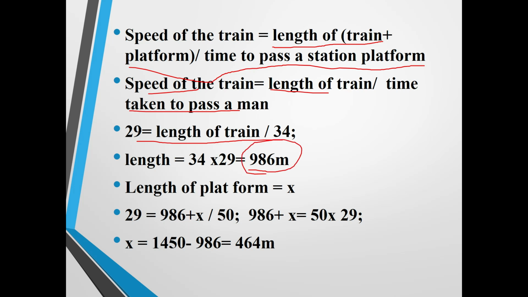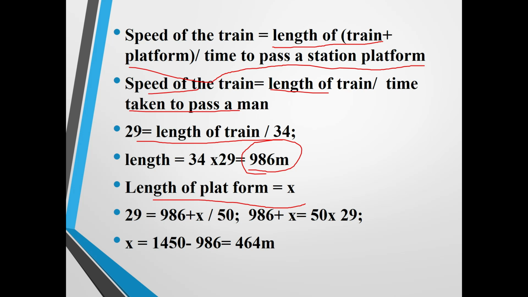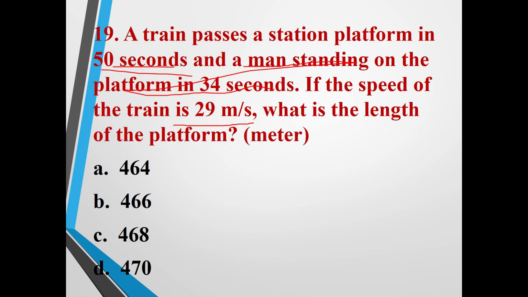And coming to the speed of the train when it is passing a station platform, consider the length of the platform as x. In the question a train takes 50 seconds to cross a station platform. Its time is 50 seconds. 29 is the speed of the train and 986 is the length of the train. We don't know the length of the platform, so consider it as x. While solving we will get x as 464 meter. So the length of the platform is 464 meter.